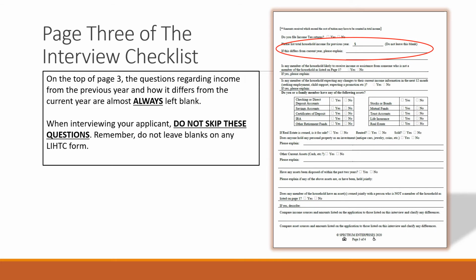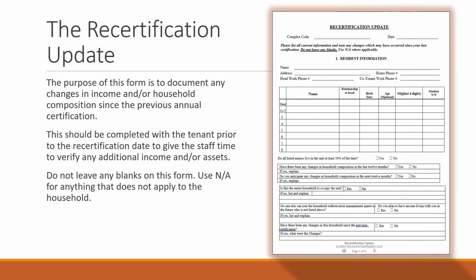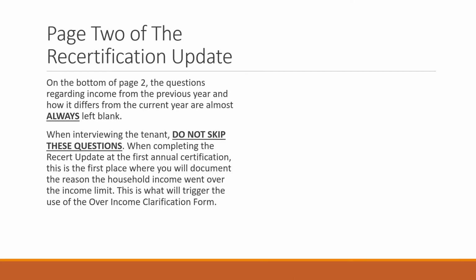The recertification update form. The purpose of this form is to document any changes in income or household composition since the previous annual certification. This should be completed prior to the recertification date to give the staff time to verify any additional income and/or assets. Do not leave blanks on this form. Use NA for anything that does not apply to the household.